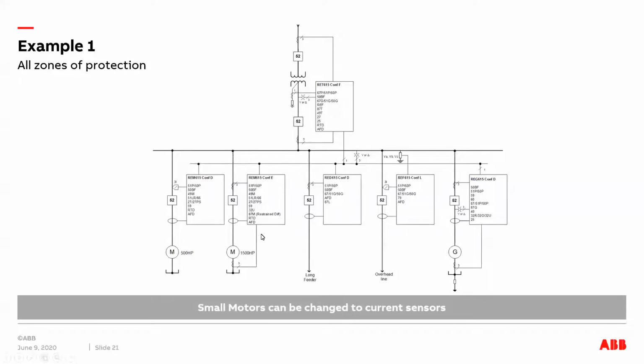Then we can think of changing the small motor to a current sensor. So here's a small motor feeder. We can change the CTs, replace that with a current sensor for a motor feeder, and then achieve the same motor protection which we had before. And in this case, the relay is going to be REM615 configuration D.